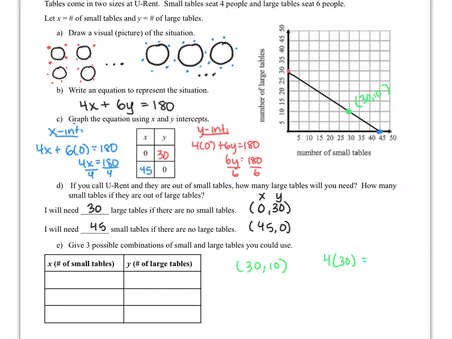that's going to be 4 people per table. That would be 120 people. And if I had 10 large tables at 6 people per table, that would be 60 people, and that would in fact give me a total of 180. So one of my combinations that I just found was 30 small and 10 large. See if you can find another one along this line.